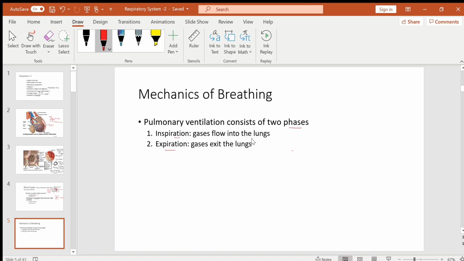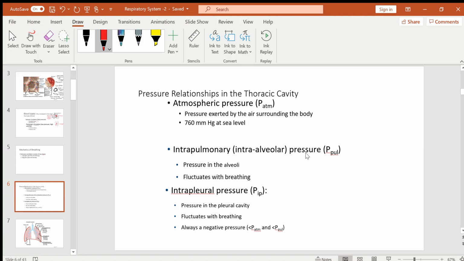Now, to understand the mechanism of breathing, you need to understand the pressures in different compartments. So let's talk about the pressures first before we talk about inhalation and exhalation. So this is the lung, and inside the lung the pressure is called intrapulmonary pressure.